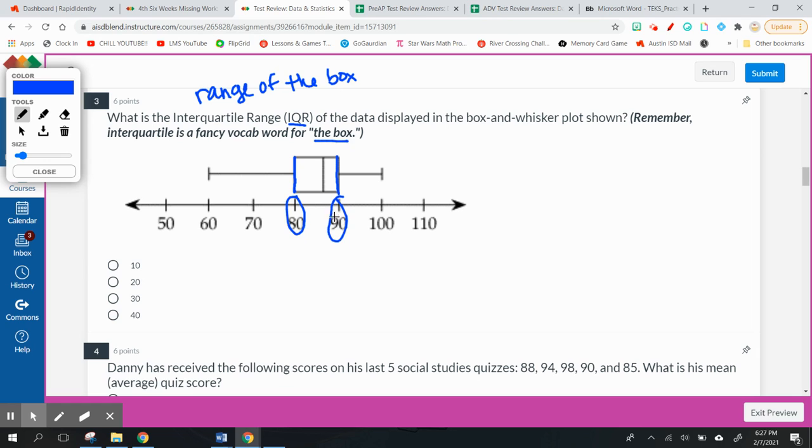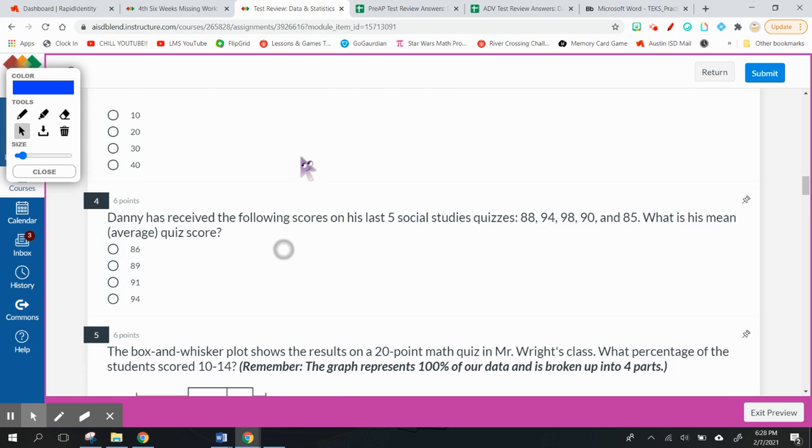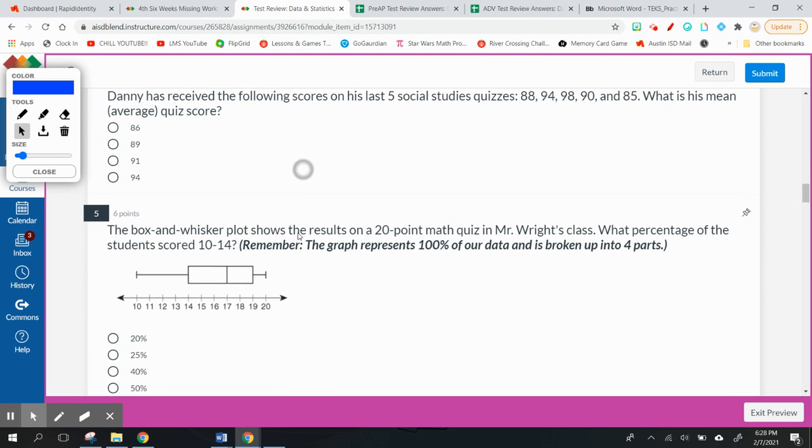Range. Think of Ariana Grande. She can sing really, really high, but she also can sing really, really low. So get from 80 to 90, the difference between that is 10. Right? Our range, how far apart are the high and the low? All right, let's take a peek at question number 4.